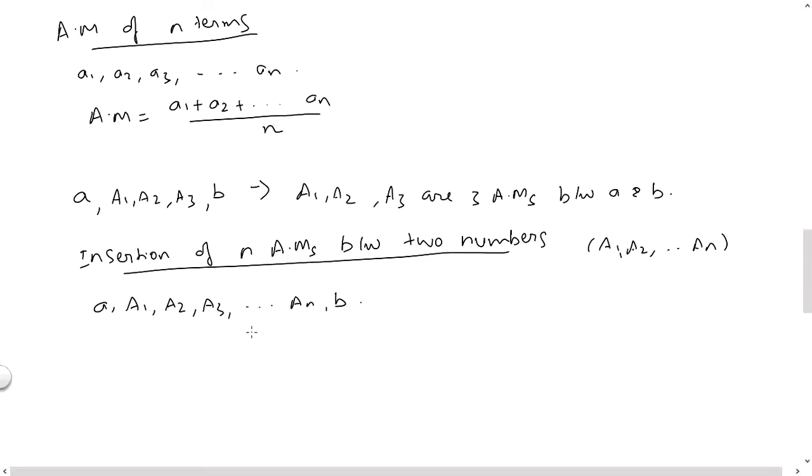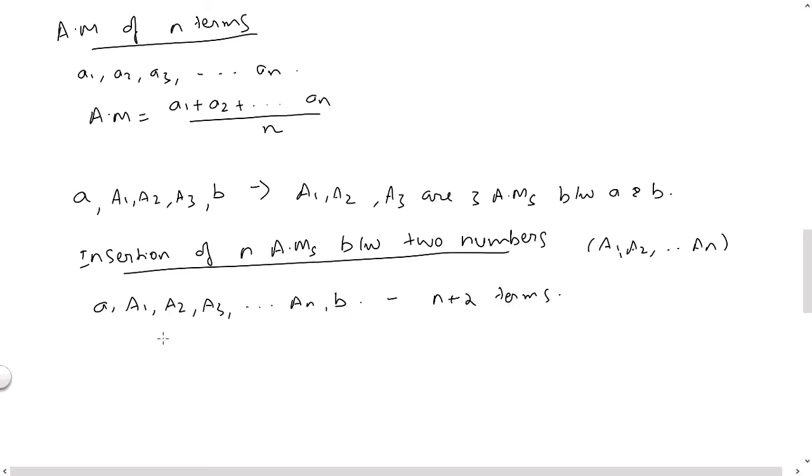So this is now an arithmetic progression with how many terms? The n arithmetic means form n terms in between. In addition to that, there are two terms A and B. So totally we can say that there are n plus 2 terms.